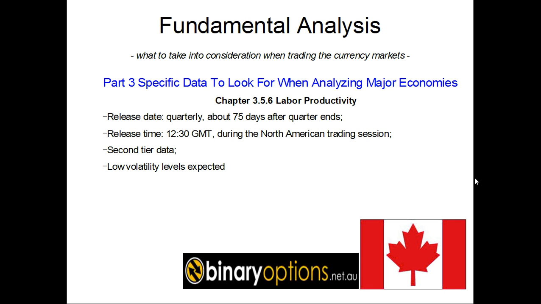Again, the release date for labor productivity is quarterly, about 75 days after the quarter ends. The release time is 12:30 GMT during the North American trading session, and this is second-tier data. Low volatility levels expected.